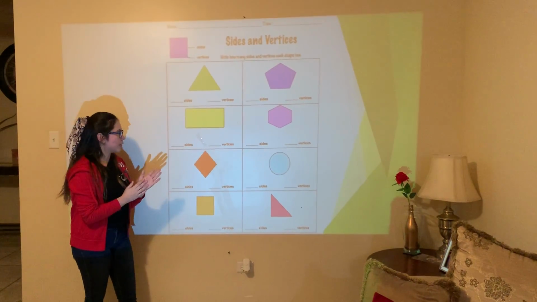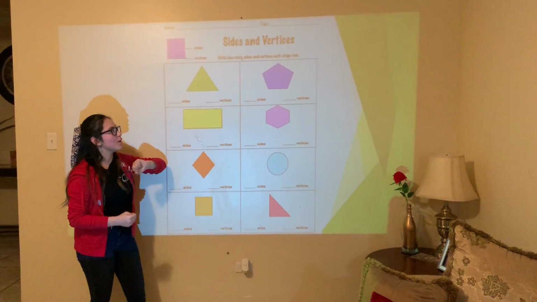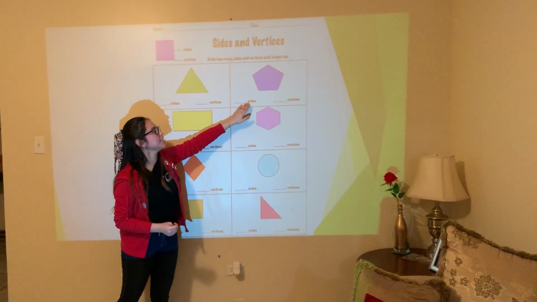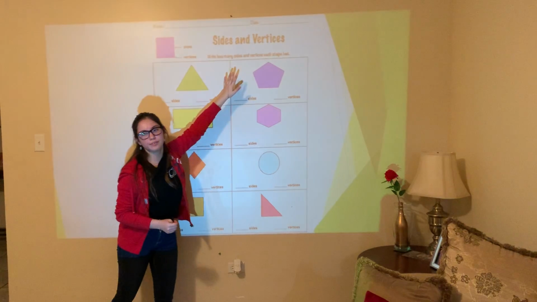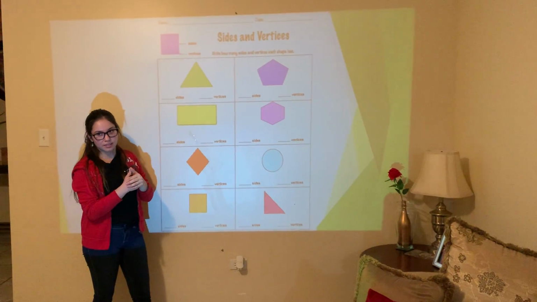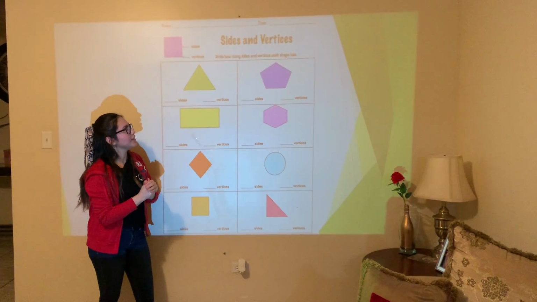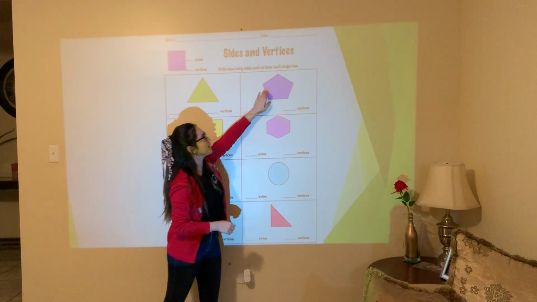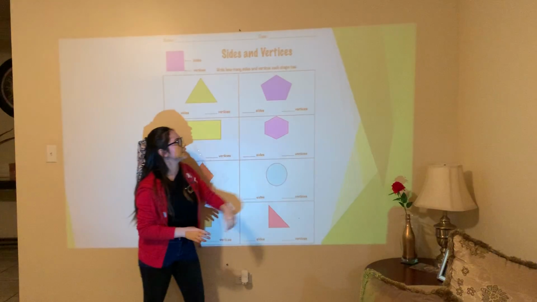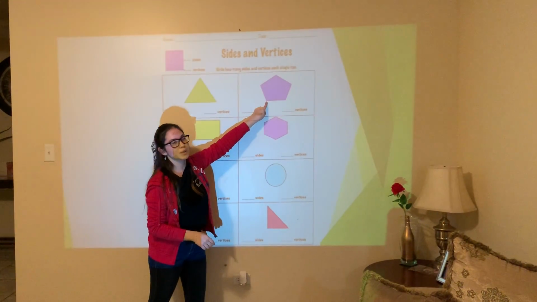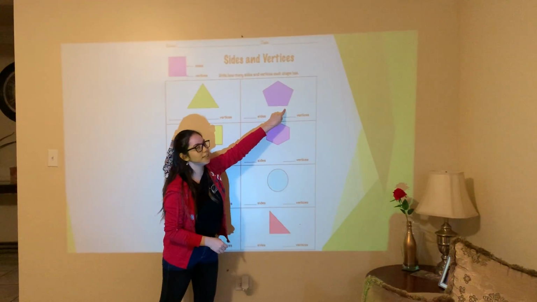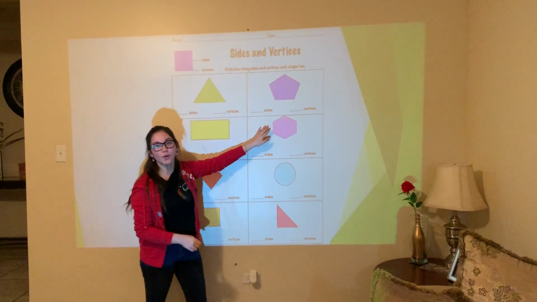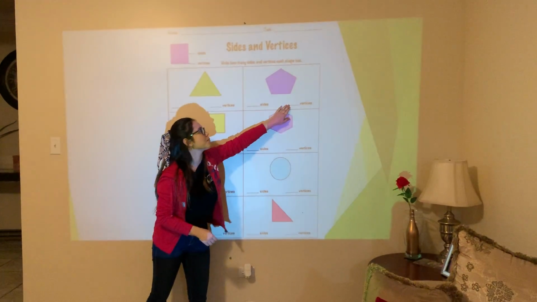3. Okay, perfect. And now, the pentagon. How many sides does this shape have? 5. Okay, so 1, 2, 3, 4, 5. And how many vertices? Count with me. 1, 2, 3, 4, 5. So 5. Perfect.